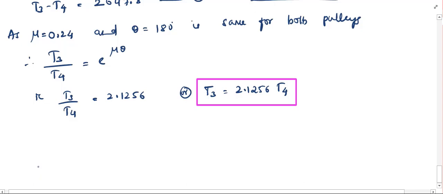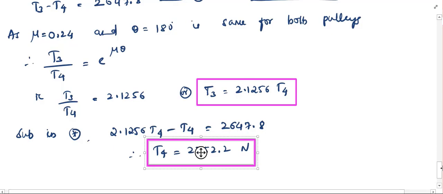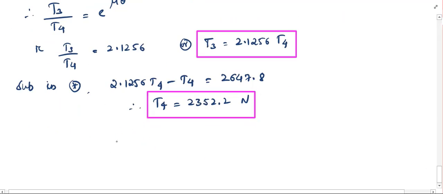So here we have the relation between T3 and T4, and now I substitute back into the equation indicated as star. Therefore, I'll get 2.1256 into T4 minus T4 is equal to 2647.8. So I get T4 is equal to 2352.2 newtons. Also, I can get the T3 value as 5000 newtons.